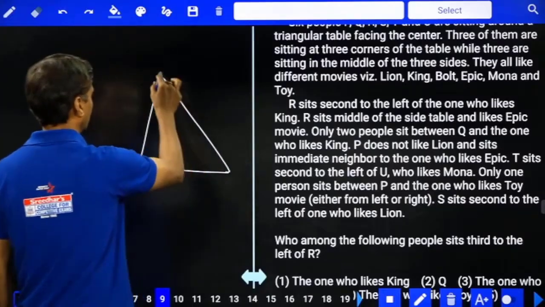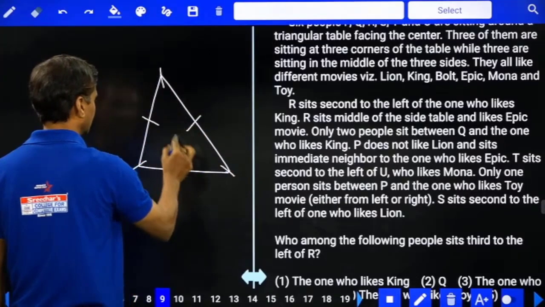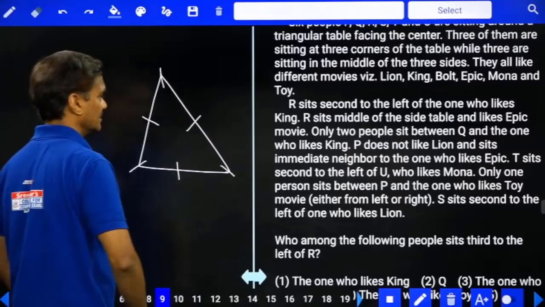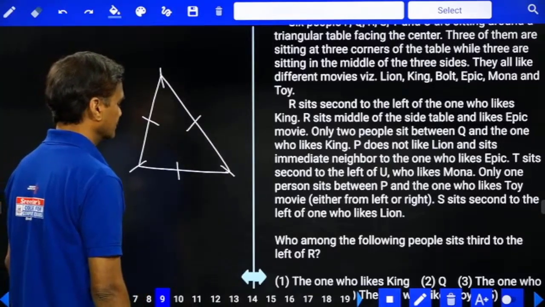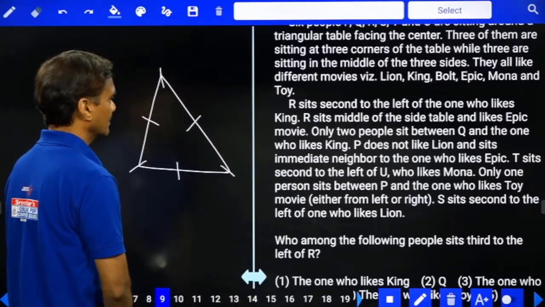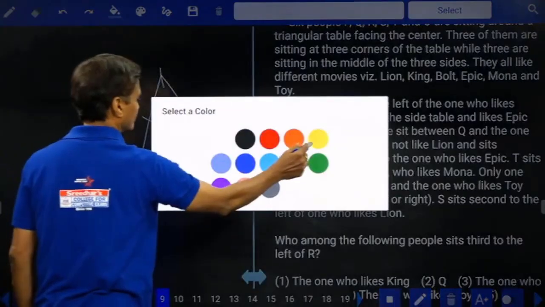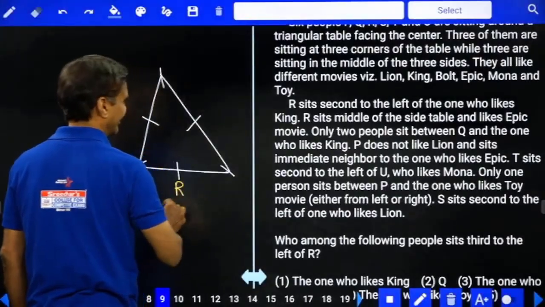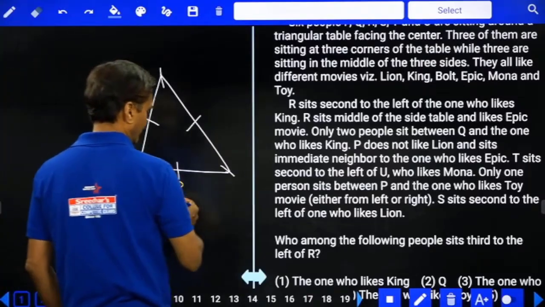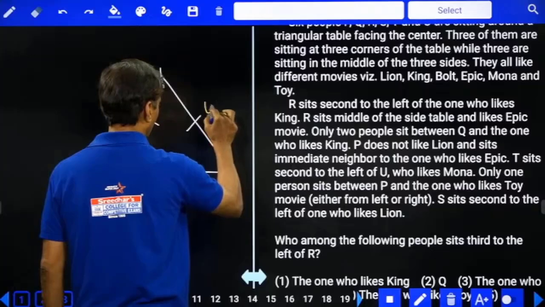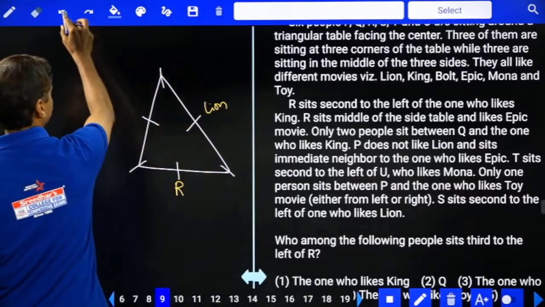Okay, now here. Now how many persons were there? 6 persons. Now 3 at the corners, 3 at the centers. R sits second to the left of the one who likes king. R sits at the middle of the sides. Now clearly given R is at the middle of the sides. R is here. R sits second to the left of the one who likes king. Then where should this king be?